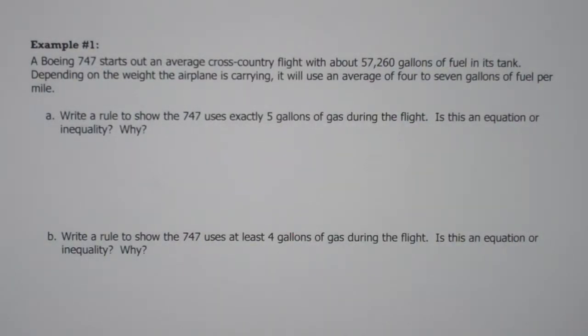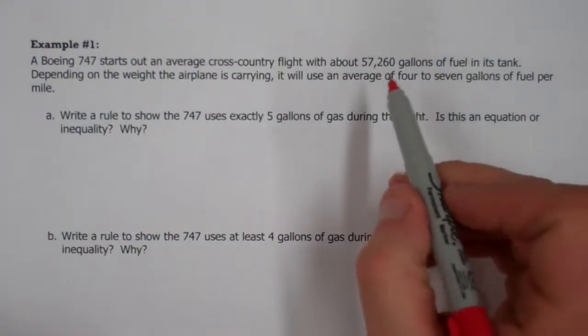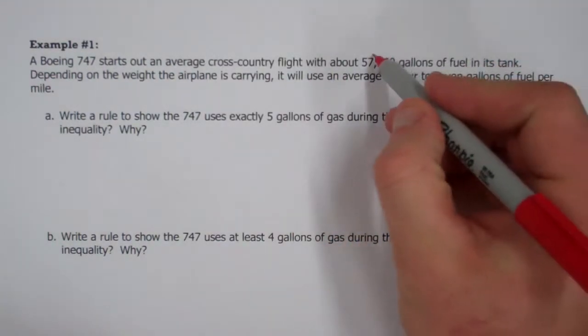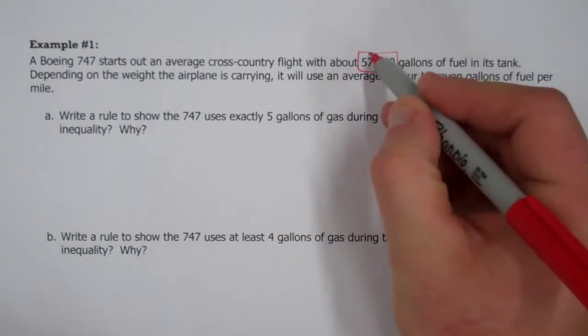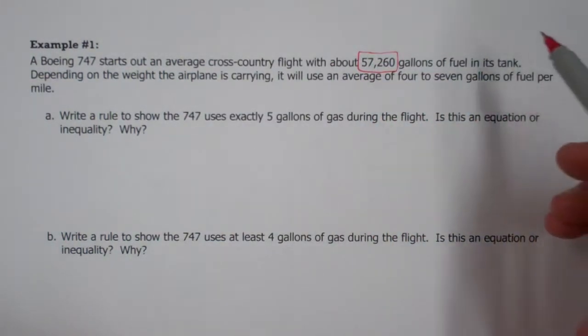In example 1, we're given a Boeing 747 that starts out on an average cross-country flight with about 57,260 gallons. I'm just going to box that in. That's probably going to be important later.